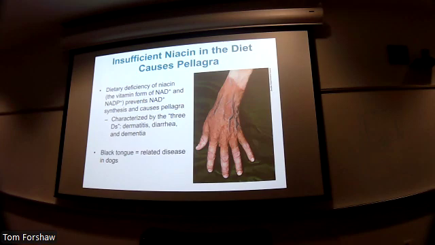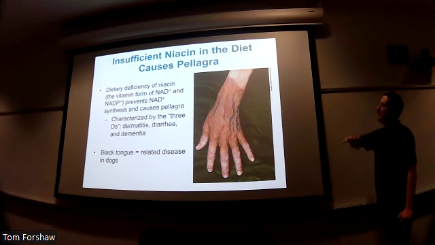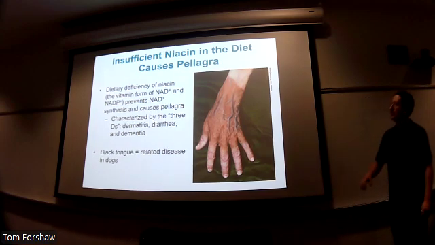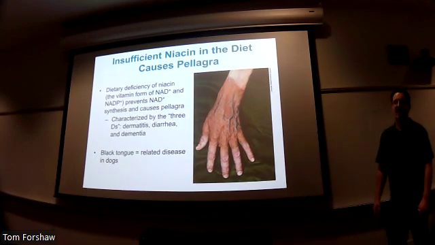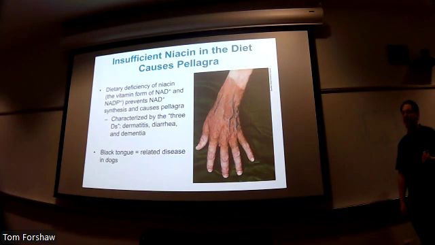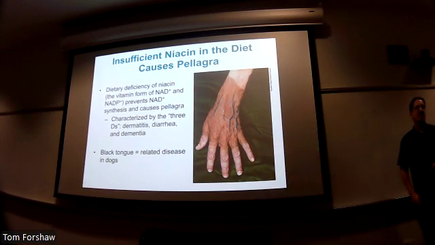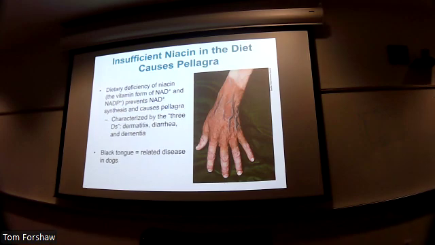But if you don't get enough NAD, a common result is a disease called pellagra, which causes dermatitis, diarrhea, and dementia. So these vitamins are really, really important. Or black tongue, which is a disease in dogs where they don't get enough niacin in their diet because they can't make NAD.